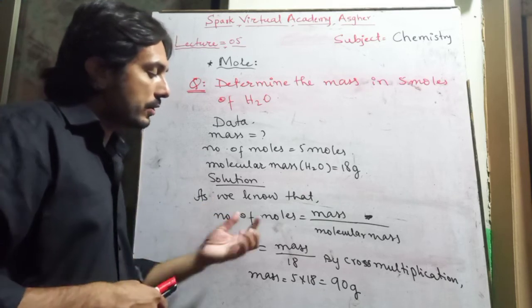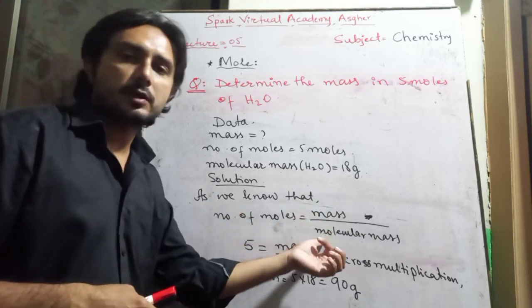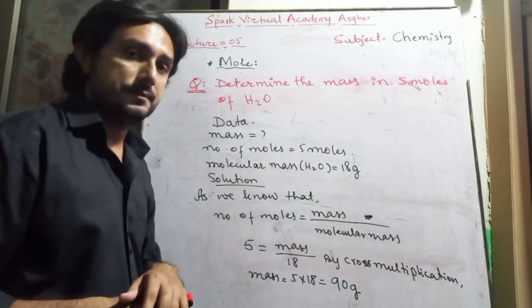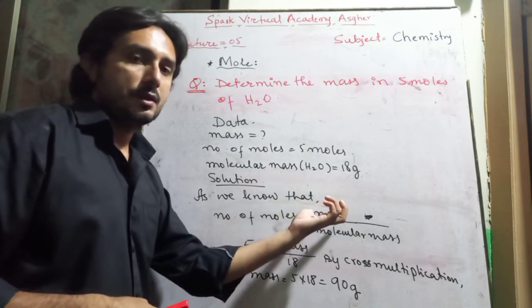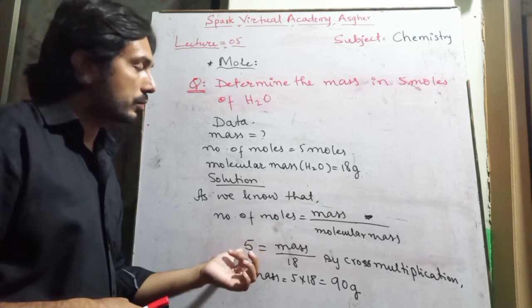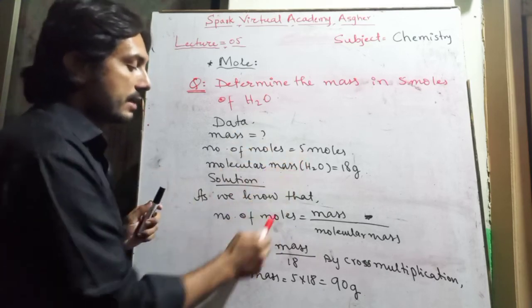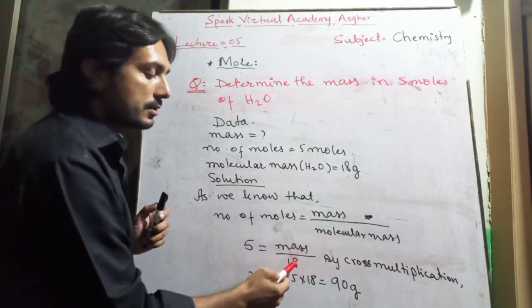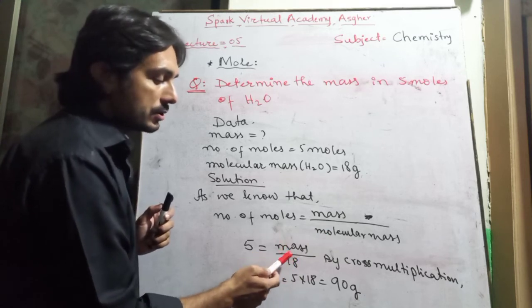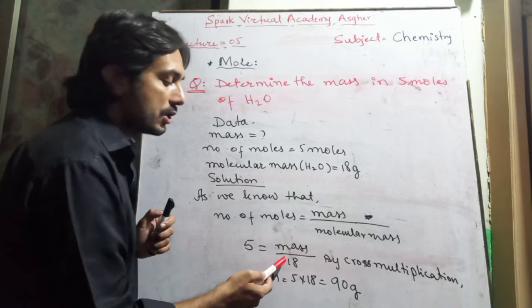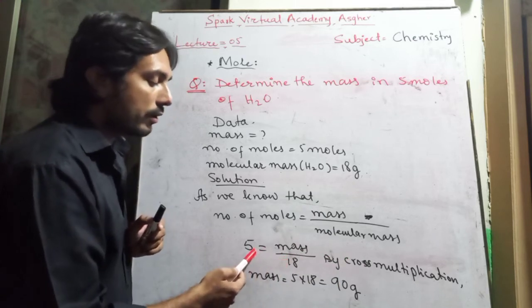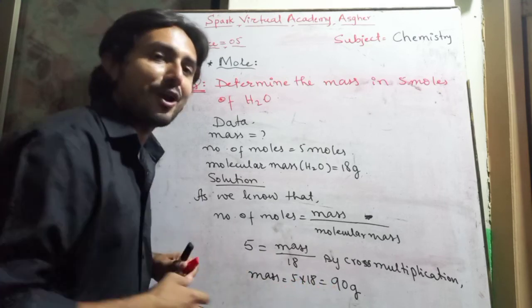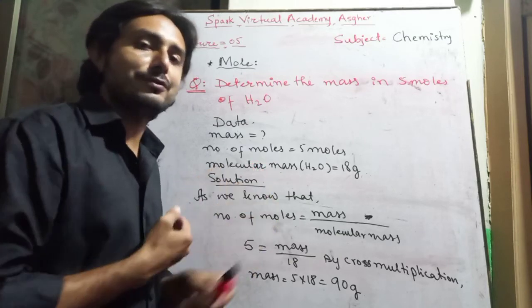We write down the same formula: number of moles is equal to mass upon molecular mass. Here we do not write given mass because the mass is not given; indeed we have to determine it. So we write mass. Now we put in the values. There are 5 moles in the data, so we put 5 for the number of moles, equal to the mass we have to determine, and the molecular mass is 18. Now we have to determine this mass, which is divided by 18, so by cross multiplication this 18 comes to the other side in multiplication with 5. Now 5 into 18 becomes 90 grams. So it is another example of determining the mass by using the number of moles formula.